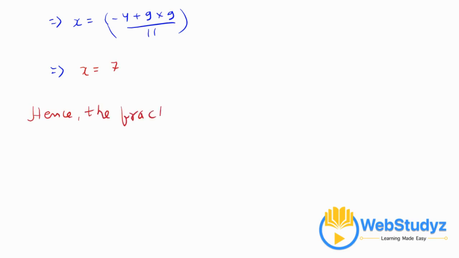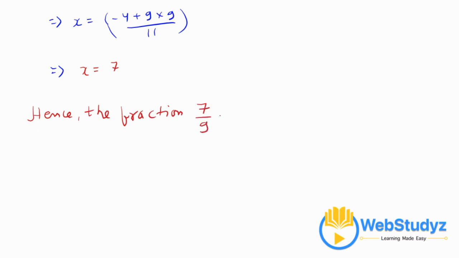If we substitute the value of y into the third equation, we get x equals minus 4 plus 9y, that is 9 into 9, divided by 11. So solving this, we get the value of x as 7. That means we can write hence the fraction x by y will be 7 by 9.